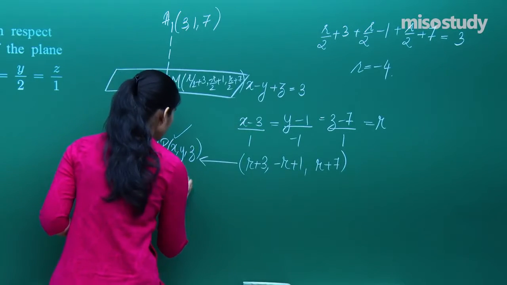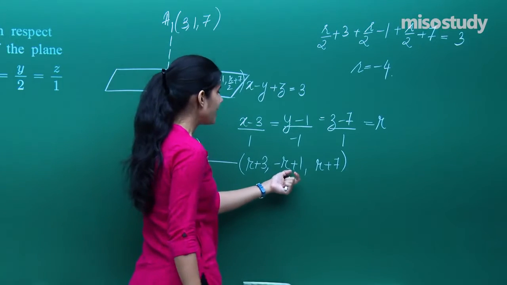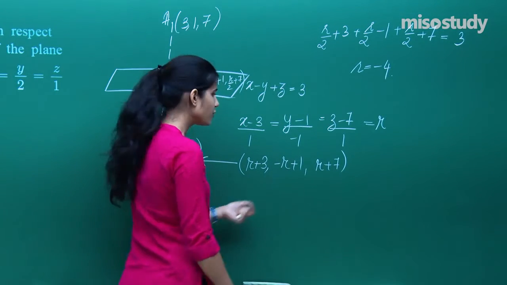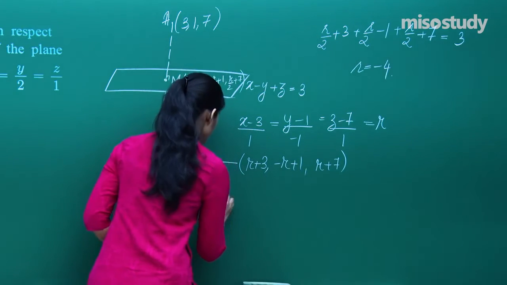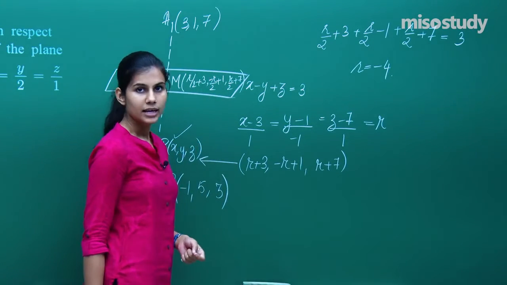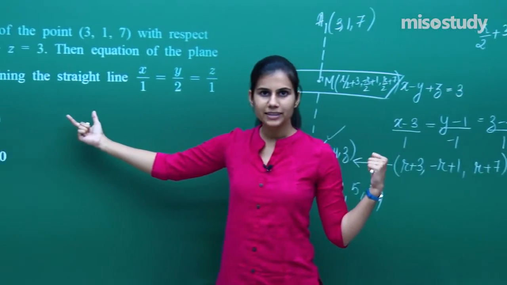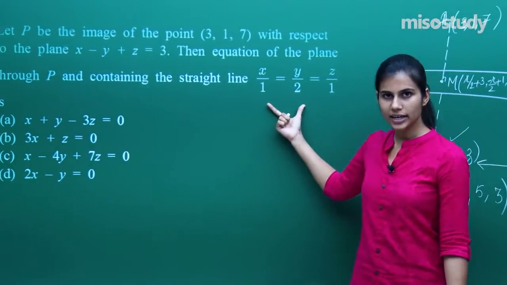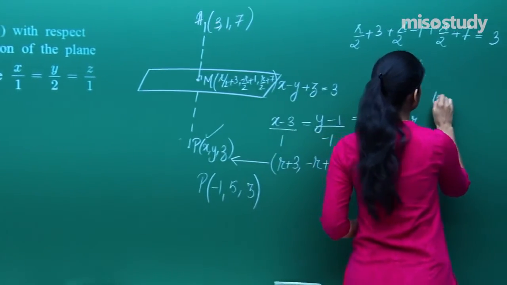What will be the coordinates of P? R is minus 4, plus 3, so minus 1. Minus of minus 4 is 4, 4 plus 1 is 5, and minus 4 plus 7 gives you 3. Now the equation of the plane passing through this point P that we have obtained and containing this straight line is something very, very easy. What is the equation?